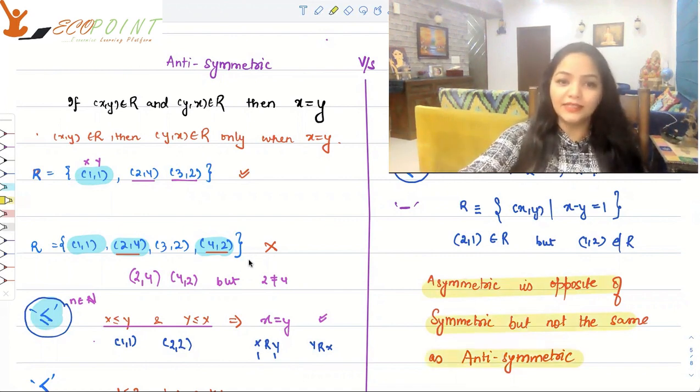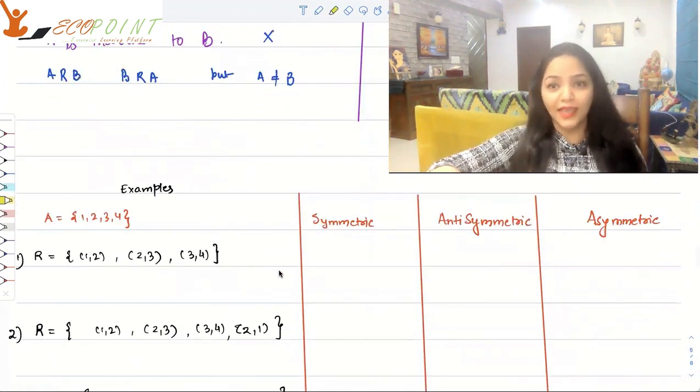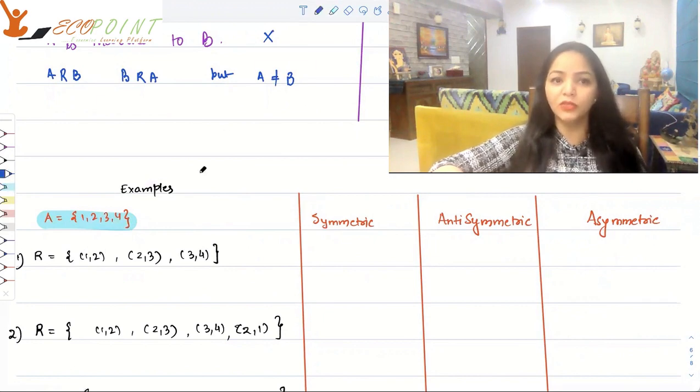Let me take some more examples to clarify symmetric, antisymmetric, and asymmetric relations. So let's take some relations R on the set A. A consists of 4 elements: 1, 2, 3, 4. And first example, R consists of the ordered pairs (1, 2), (2, 3), (3, 4). Is it symmetric, antisymmetric, asymmetric? Well, for symmetric, what do you require? If (1, 2) is there, then (2, 1) should be there. That's not happening because the next is (2, 3), (3, 4). So is it symmetric? Absolutely not.